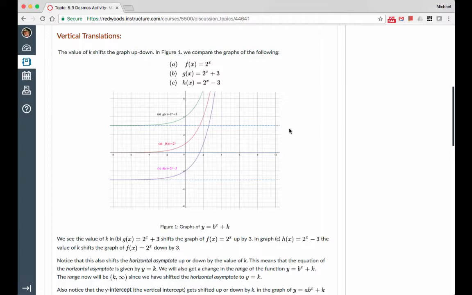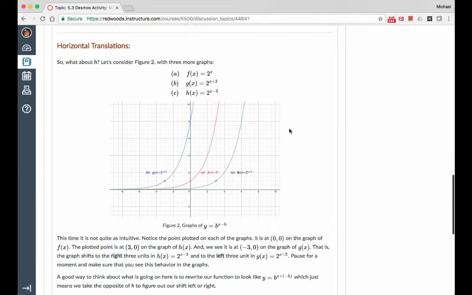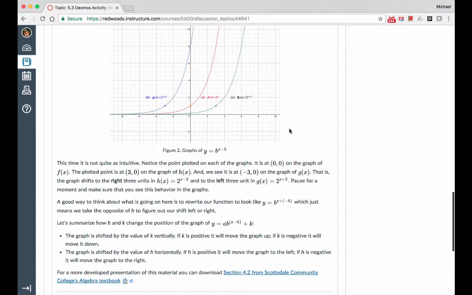In other words, with the exponential function with a constant added to it. Here, it's part of the exponent. So make sure you keep that distinction clear. This time, it's not quite as intuitive. When we had a positive 3, we shifted up. When we had a vertical translation and a negative 3, we shifted down. Well, in the case of horizontal translations, it's kind of backwards to that.